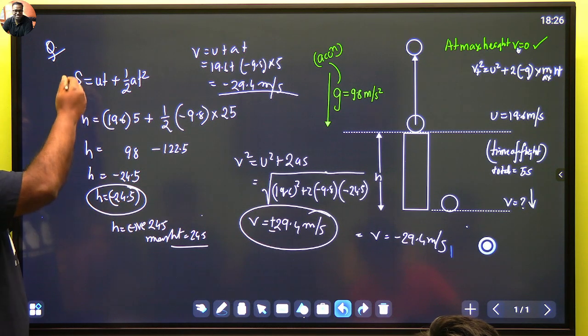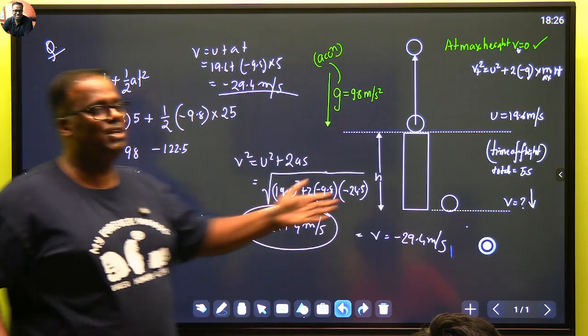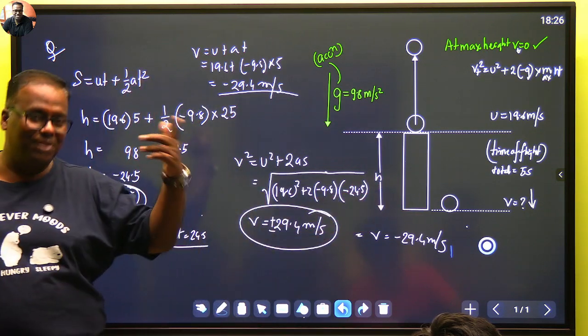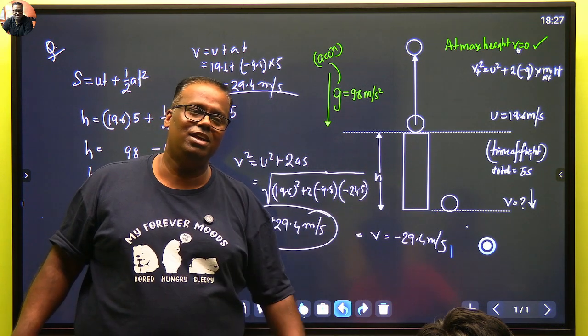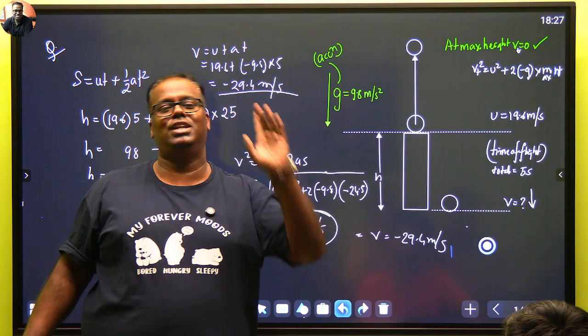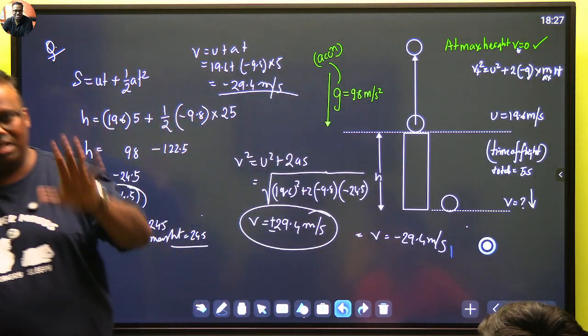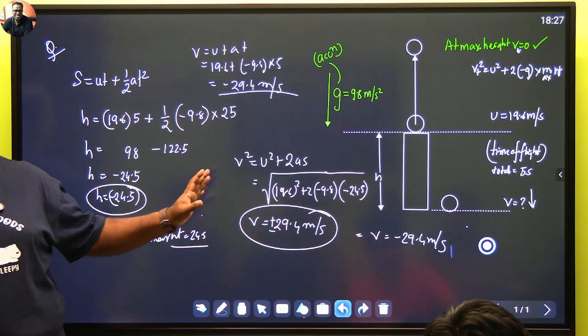Solve it as s, don't use h. Then write one line: the magnitude of s is nothing but the height of the building. So what is the height of the building? 29.4. What is the displacement? Negative 29.4. Still if there is a query, tell me and we will answer, but enjoy the problem, the answer will match.